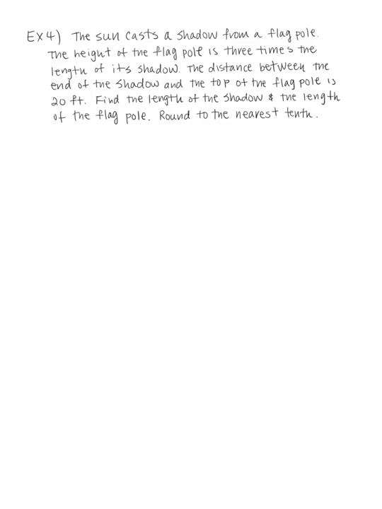Let's take a look at something like this. The sun casts a shadow from a flagpole. The height of the flagpole is 3 times the length of its shadow. The distance between the end of the shadow and the top of the flagpole is 20 feet. Find the length of the shadow and the length of the flagpole. Round the answer to the nearest tenth. Okay, we can do this.